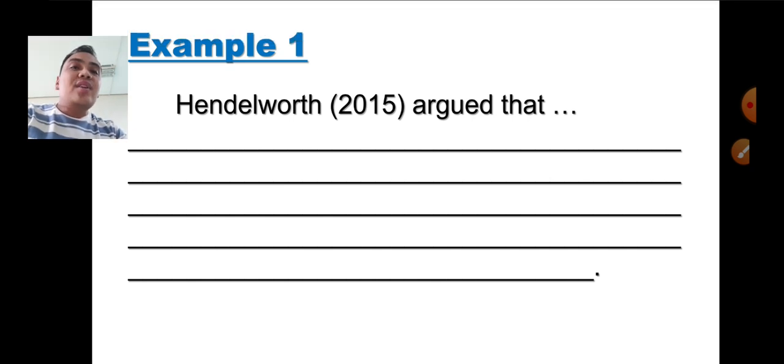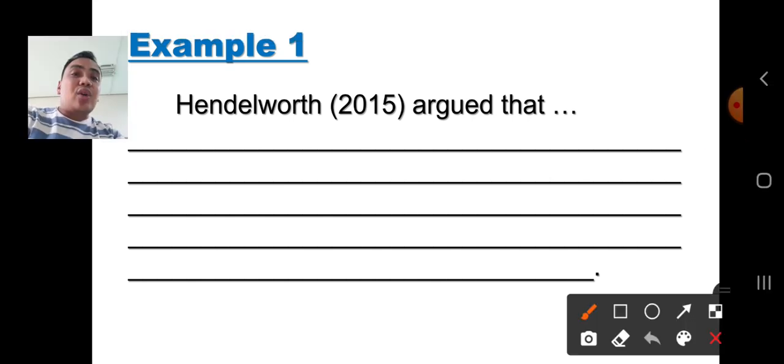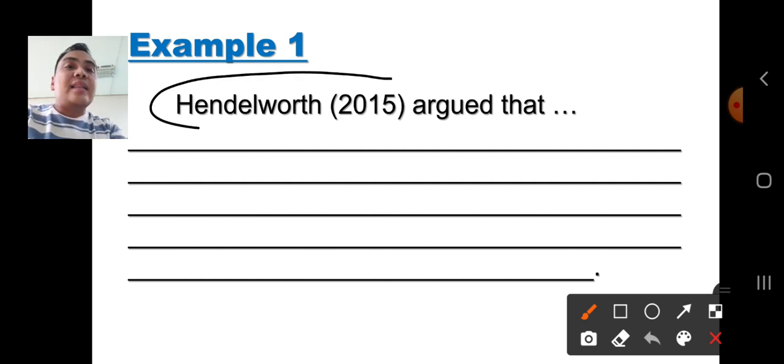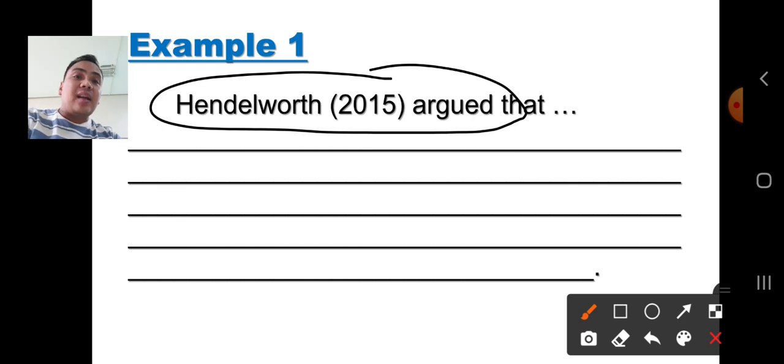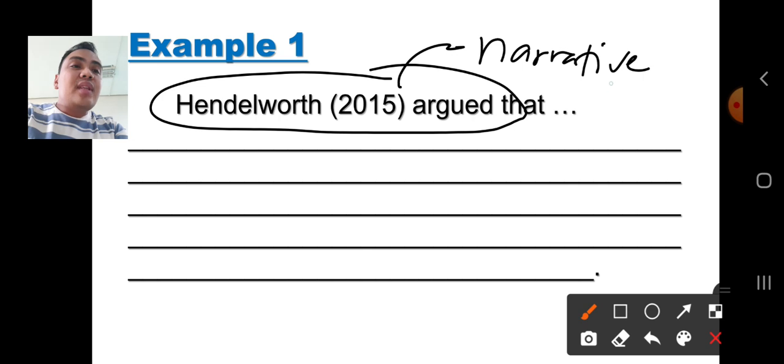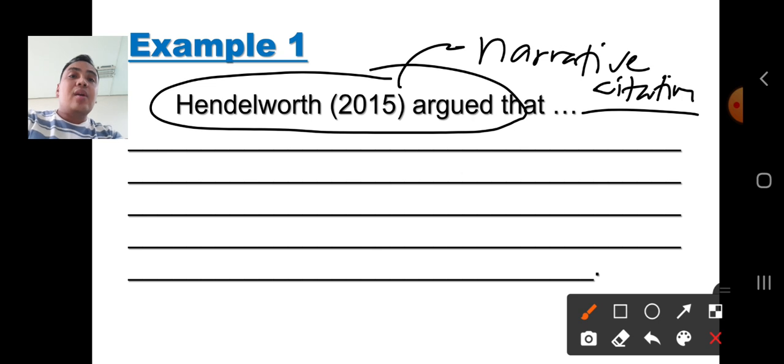Obviously, the in-text citation in example number 1 is located at the beginning part of the paragraph. If the in-text citation is located at the beginning part of the paragraph, then this will be known as the narrative citation. So this is the first method on how to write in-text citation. The first method is known as narrative citation. So how will we define narrative citation?